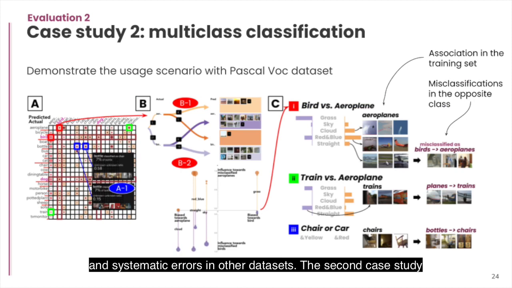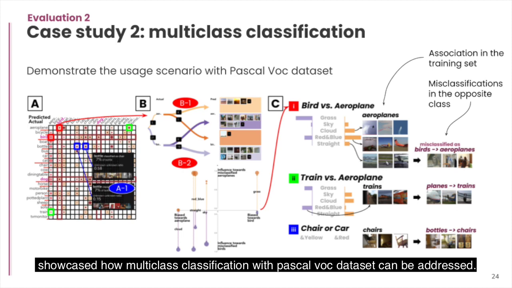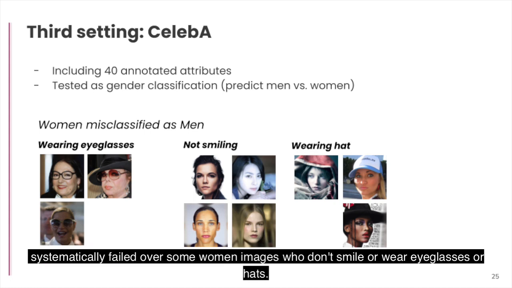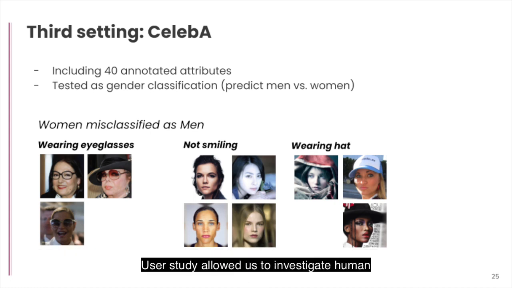The second case study showcased how a multi-class classification with the Pascal VOC dataset can be addressed. We also investigated another dataset called CelebA and found that the classifier systematically failed on some woman images who don't smile or wear eyeglasses or hats.